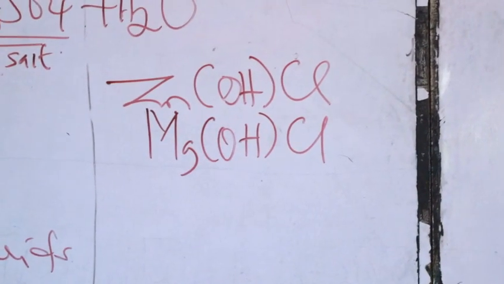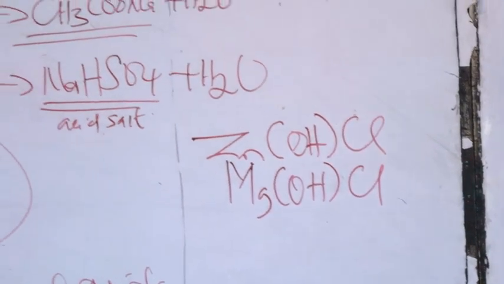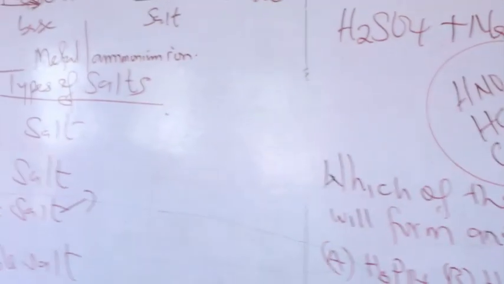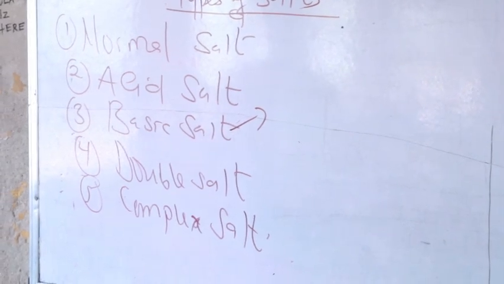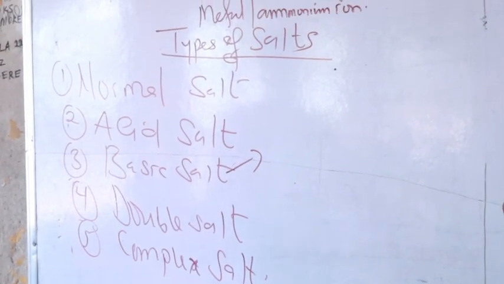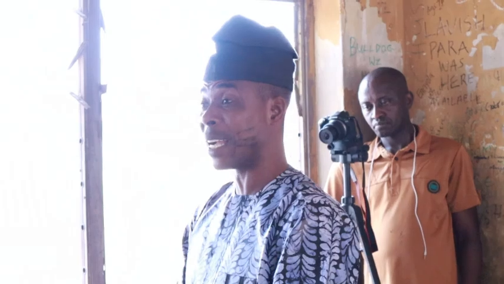Shall we continue? Now move on to double salt. As the name implies, it has to do with two salts. So double salts are formed when two simple salts, usually of the same anion, are mixed or combined together in a stoichiometric ratio.